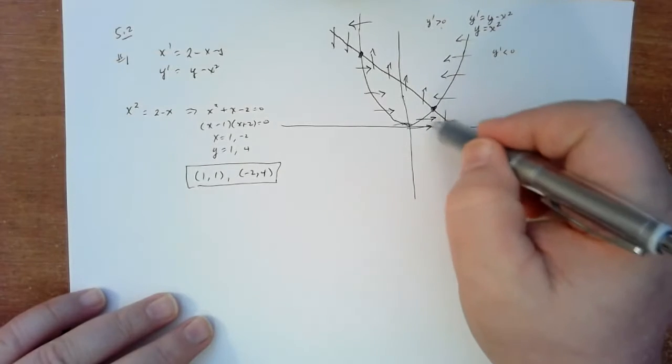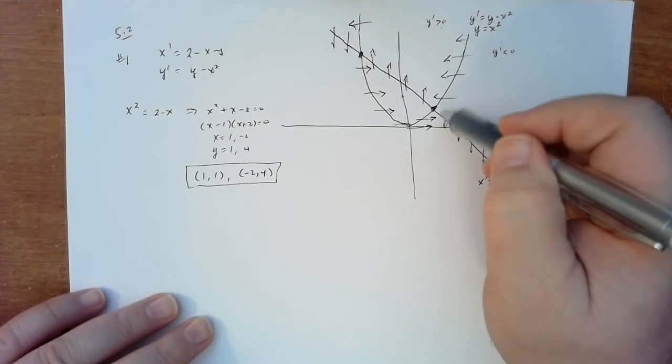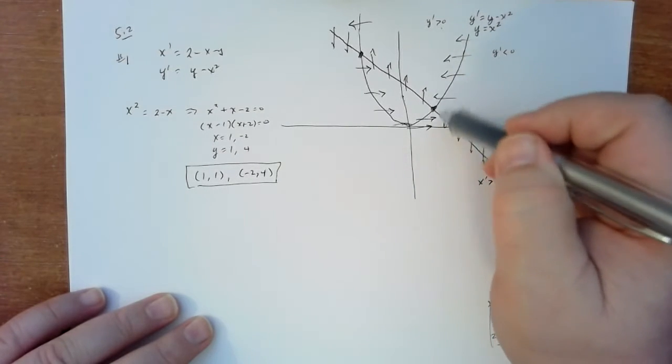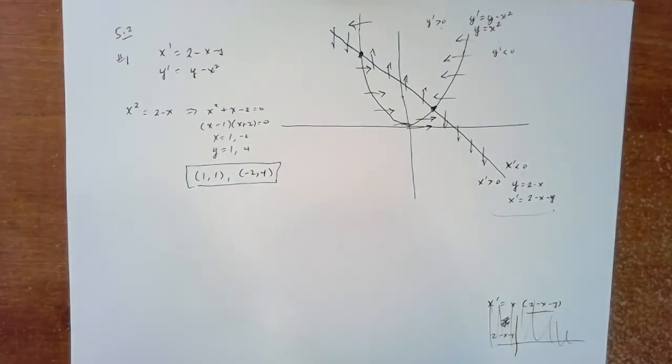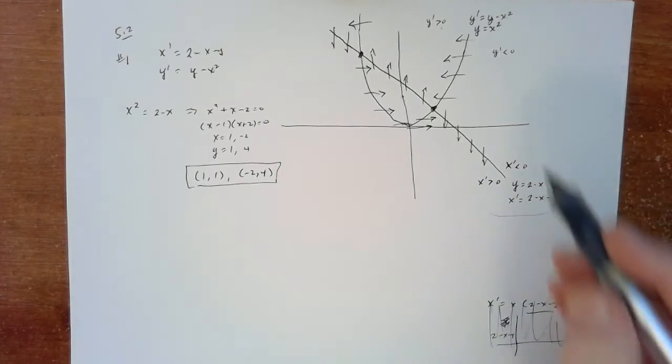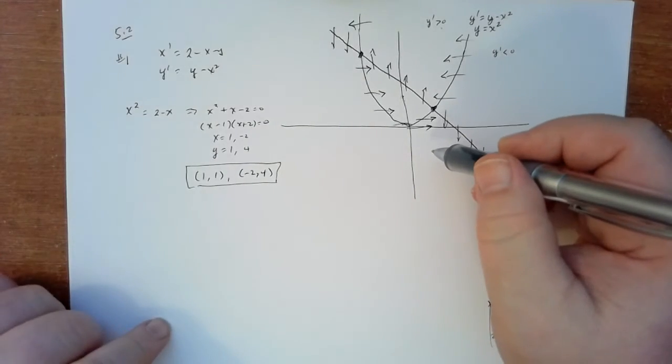Good. So that's giving us a pretty good feel for what the solutions are doing. They're winding around here, right? So these might be centers. They might be spirals somehow. We'll have to see.